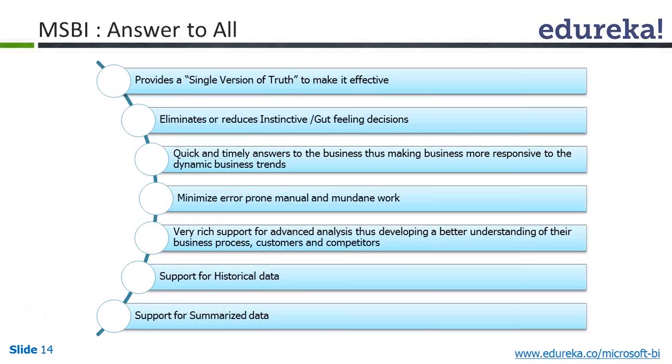And what MSBI can do is give fact-based decisions in a quick and timely manner, right? It reduces error-prone manual work. If multiple people are doing the manual work, there is a definite chance that it may go wrong, right? So what happens is that people will depend on the system to get the correct version or the exact details.